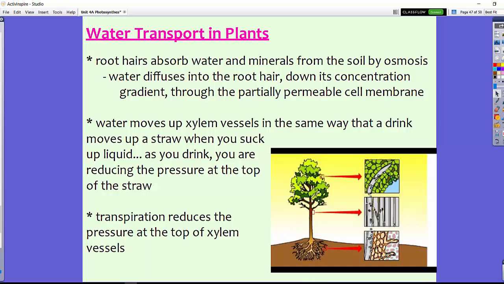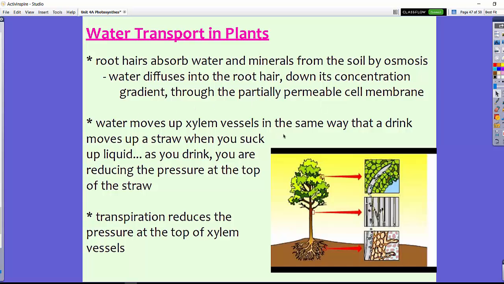Now, on the same lines as the last video, let's talk a little bit about how water moves through the plant. Now we know that water moves through the xylem in the plant, and the root systems are very important for the water to be absorbed through those root hairs. Now, the root hairs absorb the water and minerals directly from soil by osmosis. We've talked about osmosis in former videos. The water is going to diffuse into the root hair down its concentration gradient, meaning from high concentration to low concentration, through the partially permeable cell membranes.